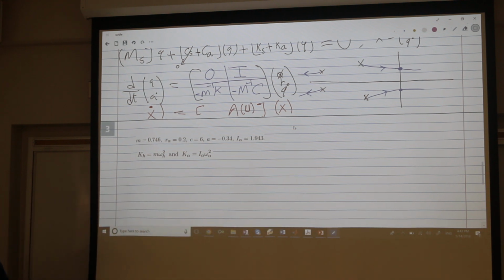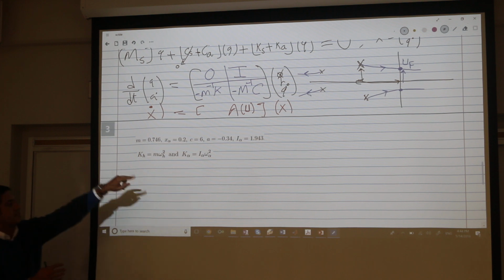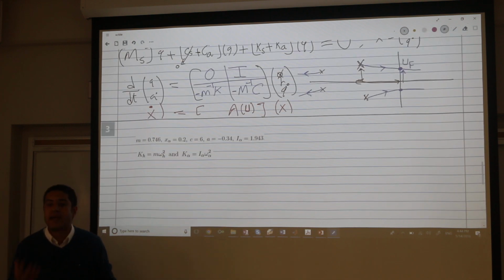So at this particular speed, this is UF. And this imaginary part at which it crosses the imaginary axis, what does the imaginary part represent? For a pair of complex conjugates like this, what does the real part represent and the imaginary part represent? Real part represents damping. And imaginary part? Frequency of oscillation, exactly. So you can immediately see that the flutter problem is a problem of damping.